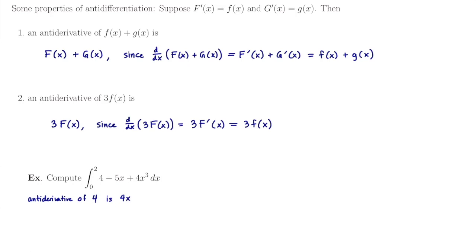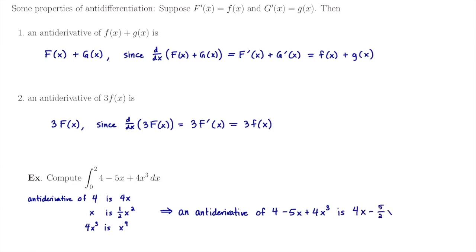The next term is minus 5x. Because of the conclusion of number 2, I'm going to leave the minus 5 alone. An antiderivative of x would be 1/2 x squared. And then lastly, 4x cubed altogether actually has a nice antiderivative. That would be x to the 4th. So we put that all together, and an antiderivative of the whole expression 4 minus 5x plus 4x cubed would be 4x minus 5 times 1/2 x squared plus x to the 4th.